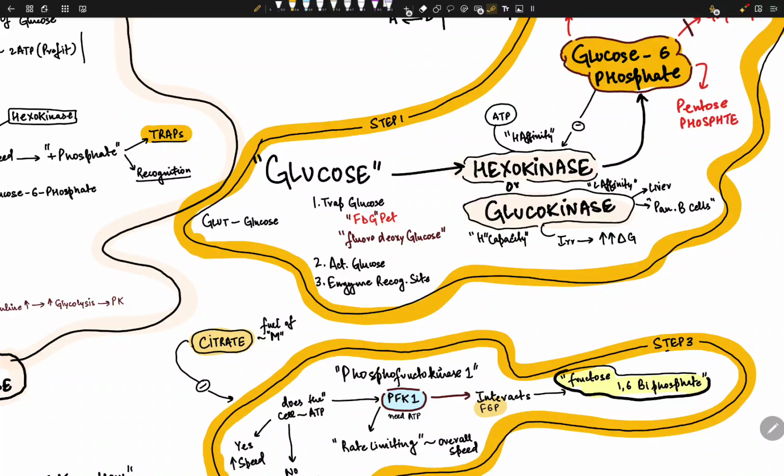Now, let's compare the liver. What do you think about the liver? What's the job of the liver, right? What's the liver's job? What do you think? The liver's job is actually to maintain the body's metabolic homeostasis. That's the number one thing a liver can do and does, right?